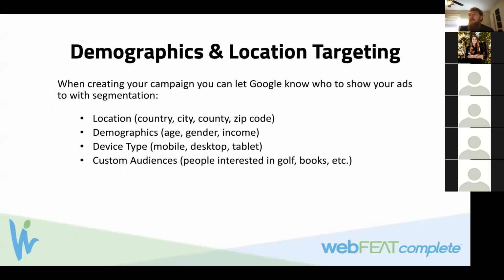So some other additional features within Google Ads are demographic and location targeting. So within your Google Ads account, you can tell Google if you want to target certain countries, states, cities, counties, zip codes, and then you can even target mile radiuses around those specific locations, which is super beneficial. You pretty much always want to be setting up some type of location targeting.